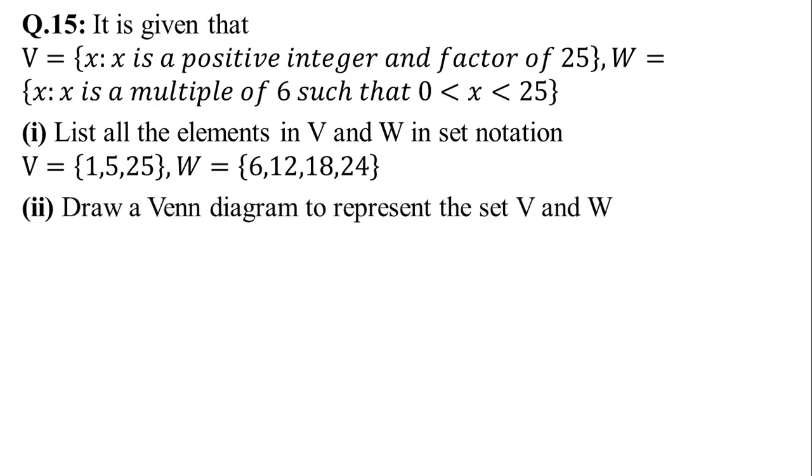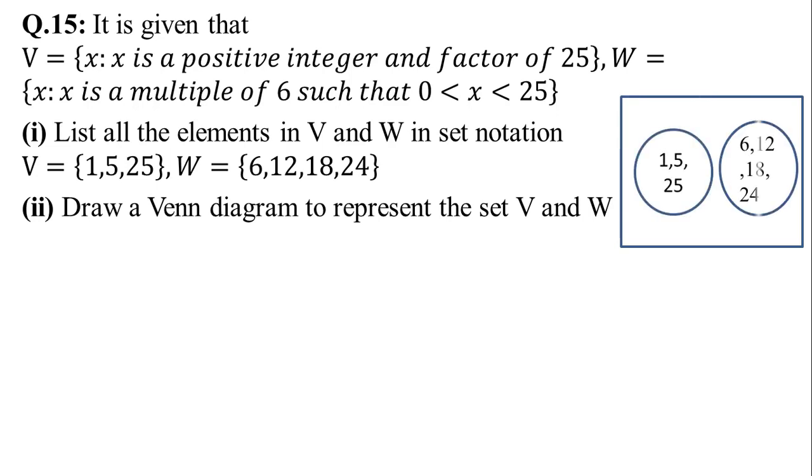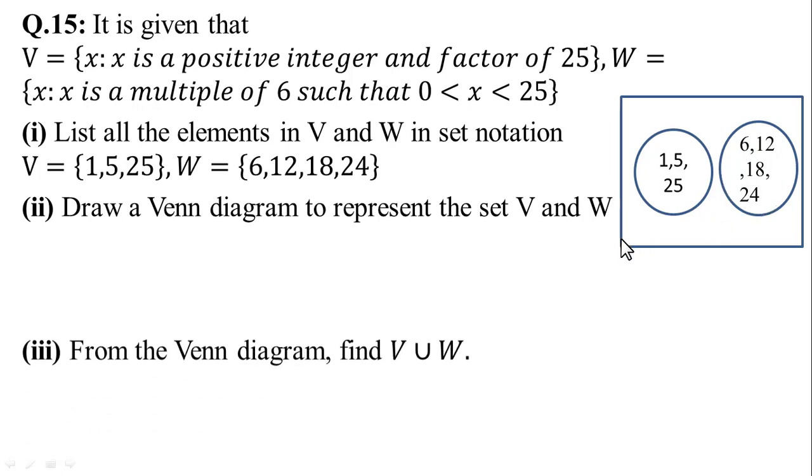Now in the next part, draw the Venn diagram to represent V and W. We draw the Venn diagram and show the first set and second set. Both are disjoint sets, so the elements of V are 1, 5 and 25 and the elements of W are 6, 12, 18 and 24.